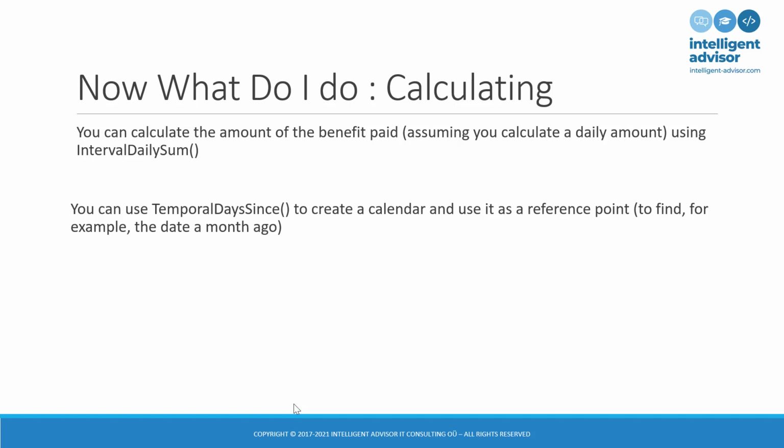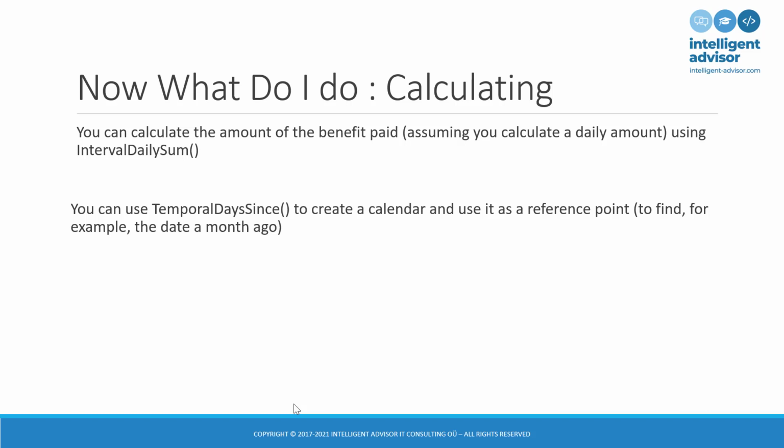So the first part, or rather the last part of that slide, is easily answered with a function called interval daily sum. If you know the daily amount, you can then calculate how much has been paid over a period of time. The second part, and this is the interesting part, is we're going to use a function called temporal days since to create a calendar, to create a temporal calendar, and to use it as a reference point.